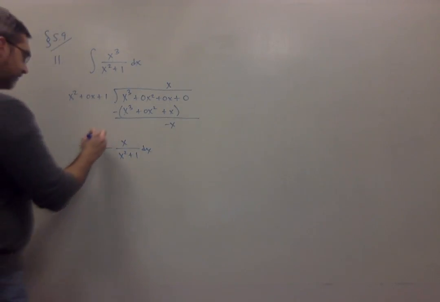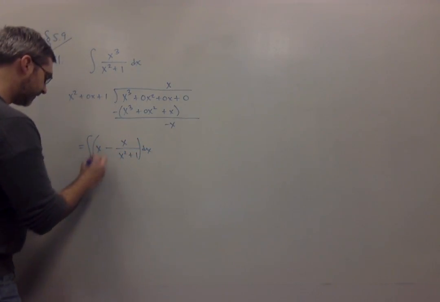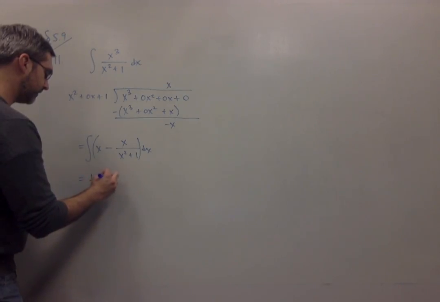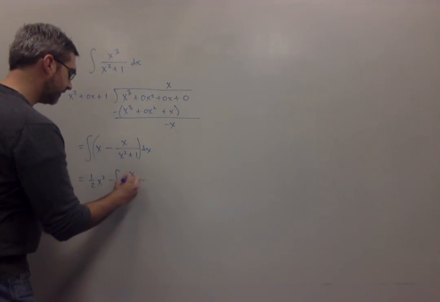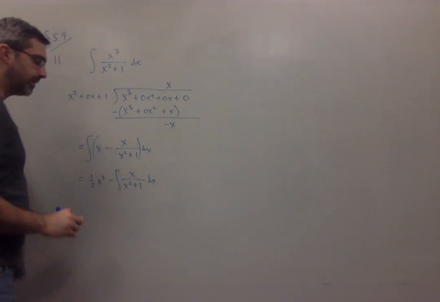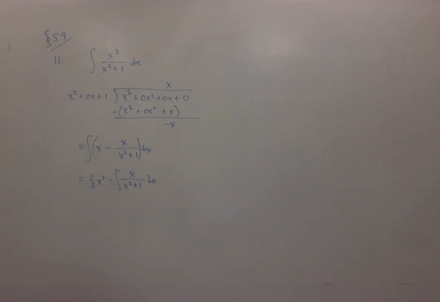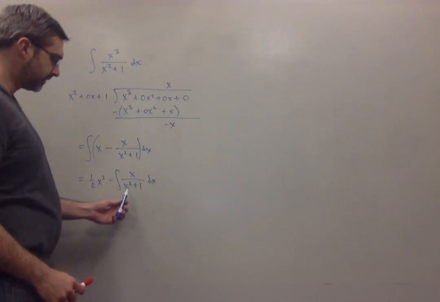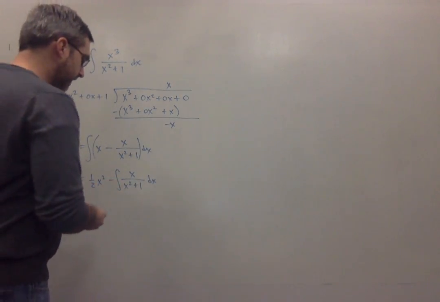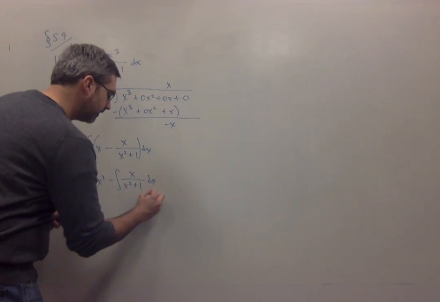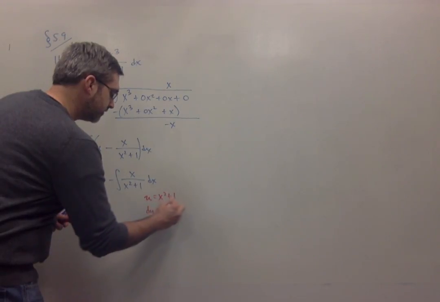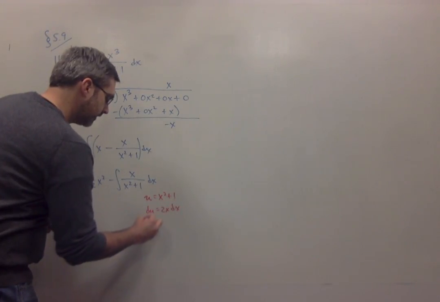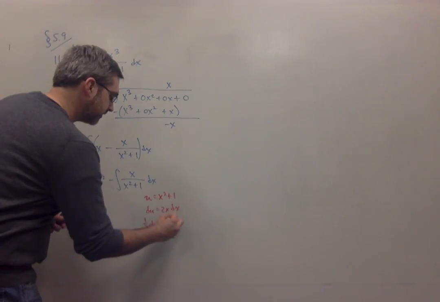Okay, now that first thing I can definitely integrate. That becomes 1/2 x squared. This second thing, you might be tempted to do some sort of arctangent there, but again, remember that we got a du on the top, the derivative of the thing on the bottom. So here you want to let u equal x squared plus 1. Then the du is 2x dx. So that x dx on the top actually ends up being 1/2 du.